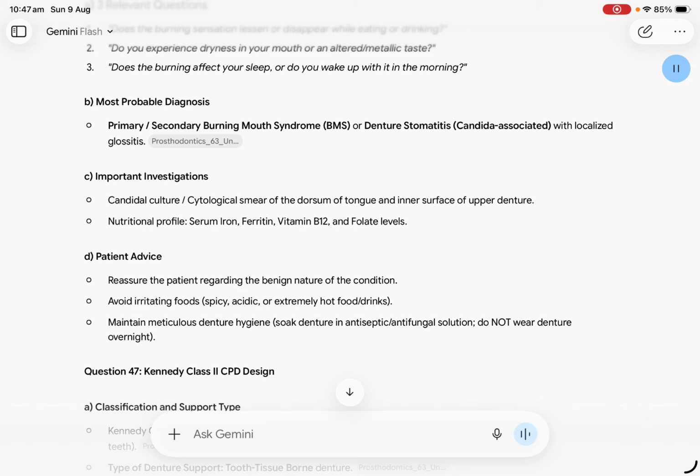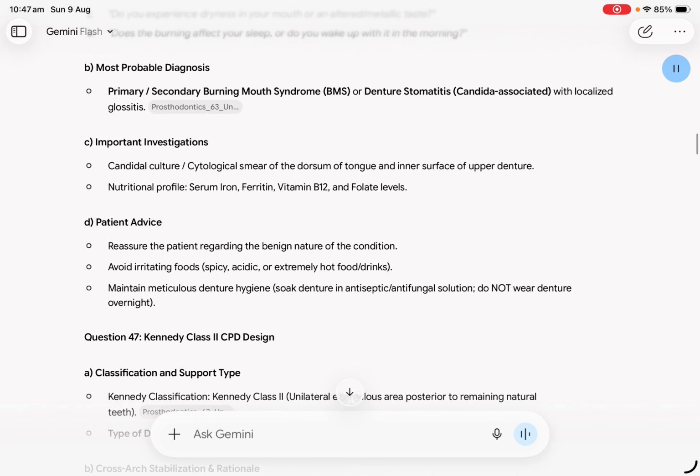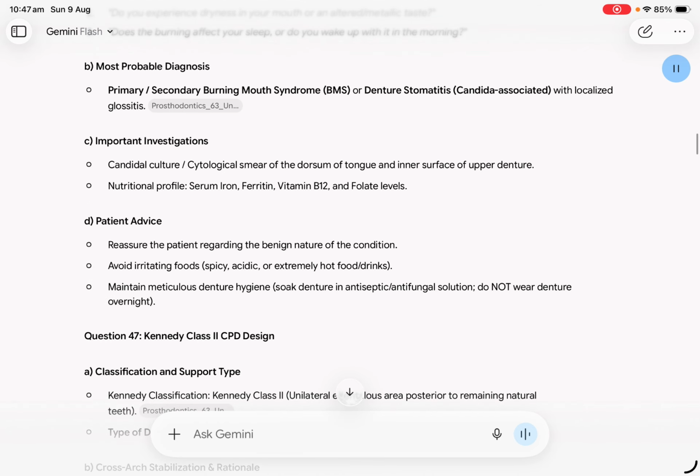D. Patient advice. Reassure the patient regarding the benign nature of the condition. Avoid irritating foods, spicy, acidic, or extremely hot foods/drinks. Maintain meticulous denture hygiene. Soak denture in antiseptic/antifungal solution. Do not wear denture overnight.